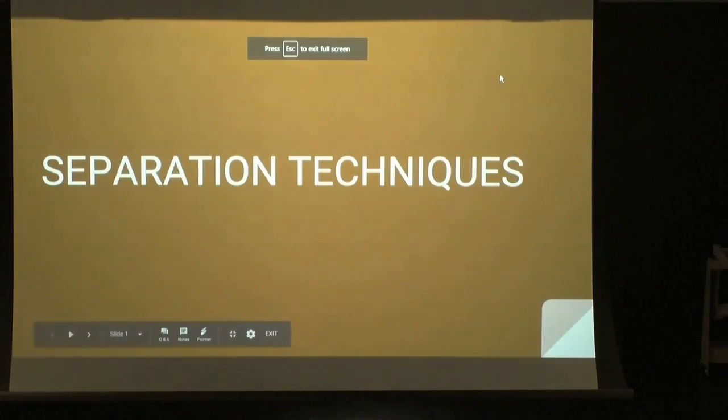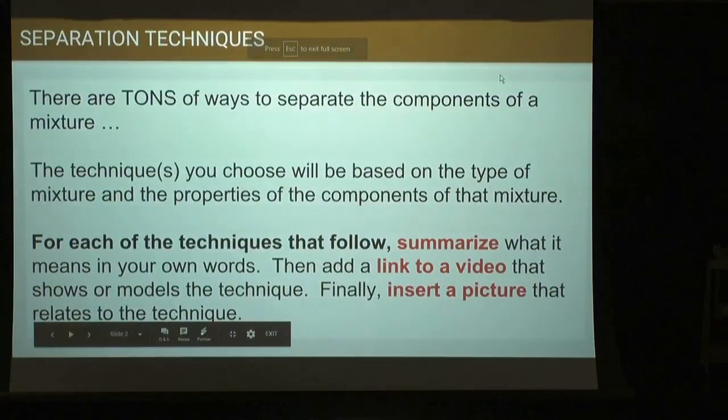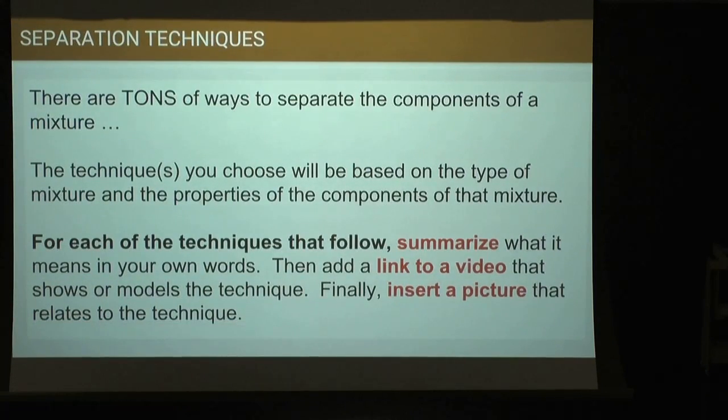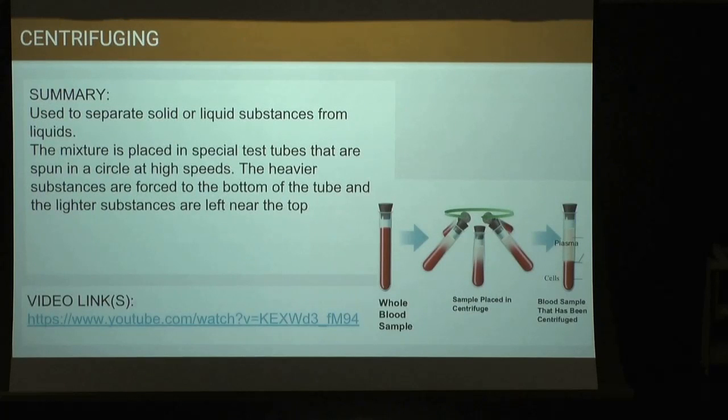As you look through the file that we shared with you, you'll see that the format is very similar for each of those slides. The first couple of slides were put together for you by Mr. Blatt. Within that, there's a summary of what the technique is, a picture that shows the technique, and then a video link on centrifuging that links to YouTube. So this is the format we want you to follow, and try to understand what centrifuging means.